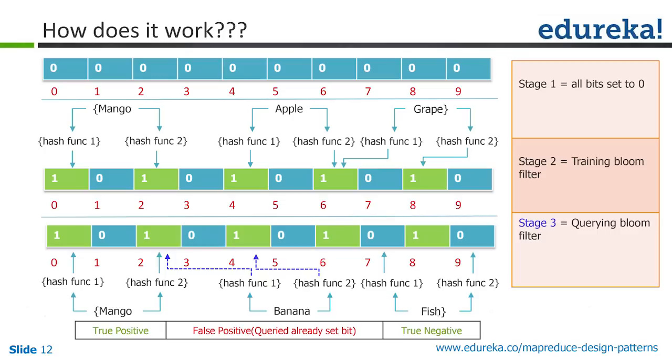Then we give something called fish. The trained data set has been populated only in these indexes, and fish is not available in that index, so it says no. Now let's say I give banana. Banana comes up in indexes 4 and 6. While training, I did not train with banana. I trained with apple and grape, and apple also ended up in 4 and 6. So banana also has an entry in 4 and 6, and that is called a false positive.